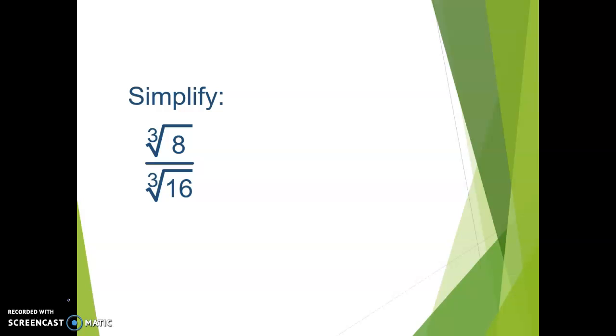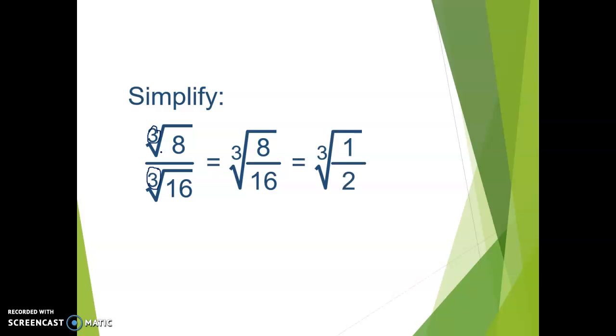Alright guys, so we are going to continue with dividing radicals here. Let's start by simplifying this: the cubed root of 8 over the cubed root of 16. Now, the process is still the same, even though our index is different this time, an index of 3. We can rewrite that as the cubed root of 8 over 16, which simplifies to the cubed root of 1/2.